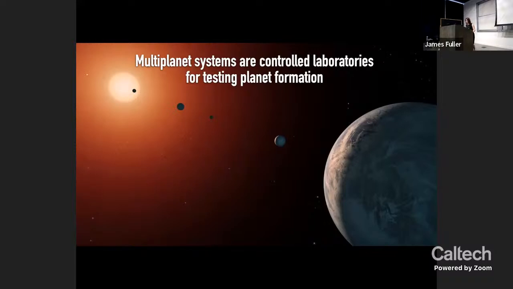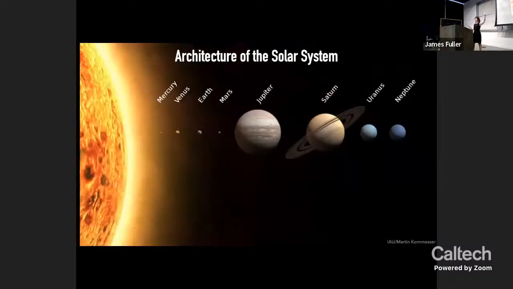One of the best ways to test the physics of planet formation is to study multiplanet systems. In these systems, the planets all formed around the same star and from the same protoplanetary disk. And so they provide a controlled laboratory from which we can study planet formation and evolution. So let's review the architecture of the best studied multi-planet system, which is, thank you, our solar system.